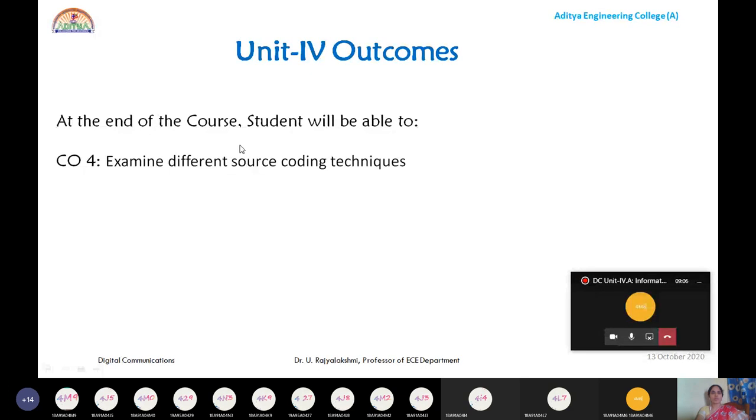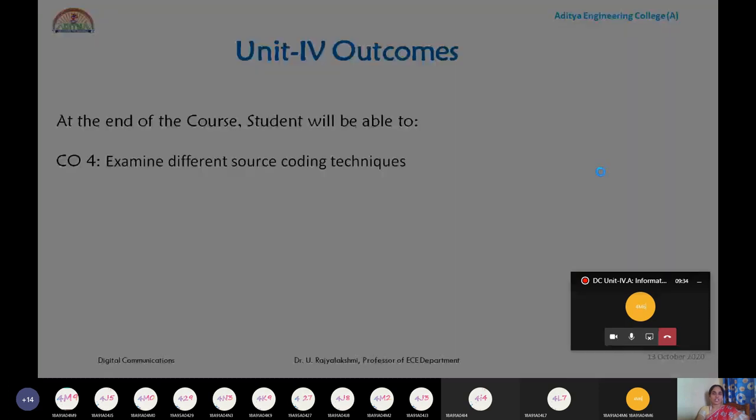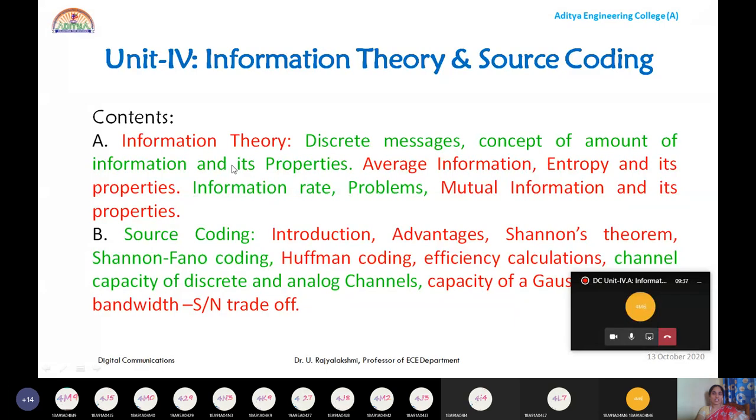To overcome that problem, we use a channel encoding technique. The encoded data is once again fed to the channel encoder, so that any kind of bit error can be detected and corrected by using the channel encoder and channel decoder process. The channel encoding techniques we'll study in the fifth chapter, and in the fourth chapter we'll study the concepts of information and the source coding techniques.